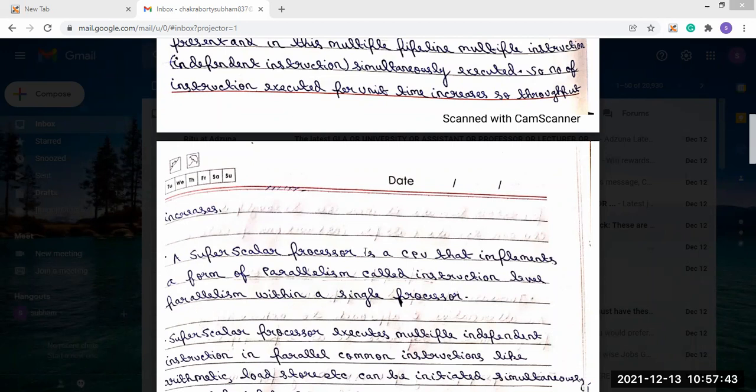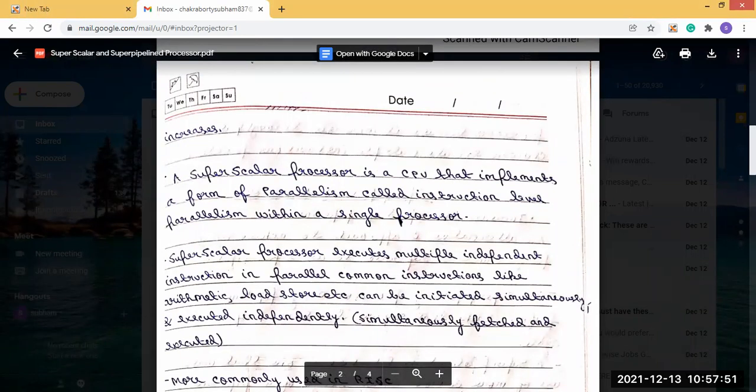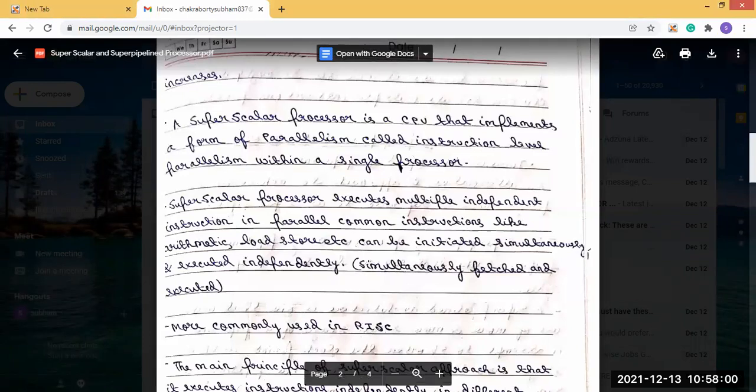Now, a superscalar processor executes multiple independent instructions in parallel. Common instructions like arithmetic, load or store, etc. can be initiated simultaneously and executed independently. So they are simultaneously fetched and executed. We have already said that multiple pipelines are present. Multiple pipelines mean multiple instructions get executed, which means the number of instructions per unit time will increase, and so the throughput will increase. That is why the common instructions like arithmetic, load, store, etc. are initiated simultaneously and executed independently. From here we can say that all of them are fetched simultaneously and executed.